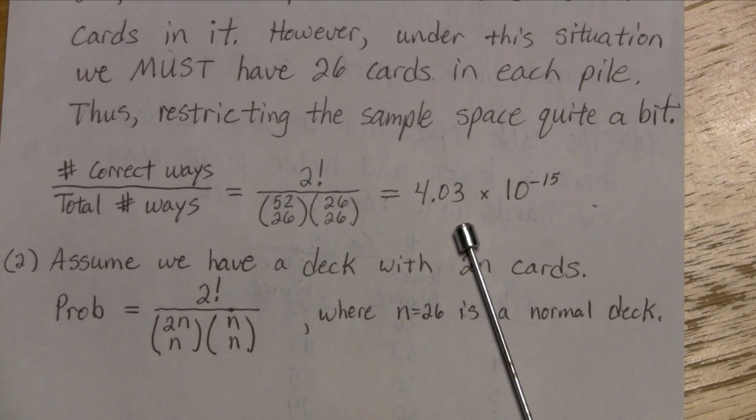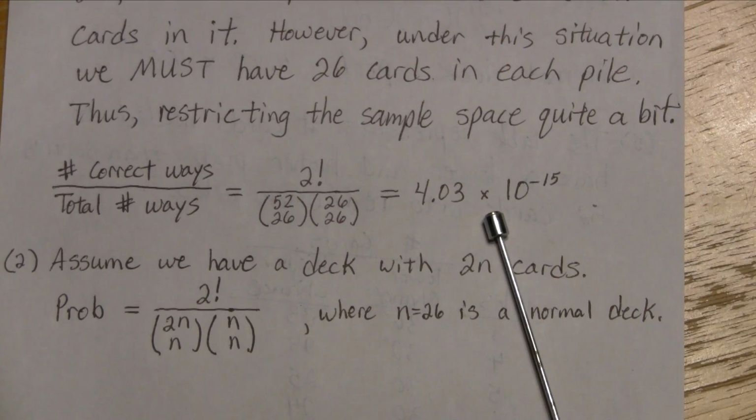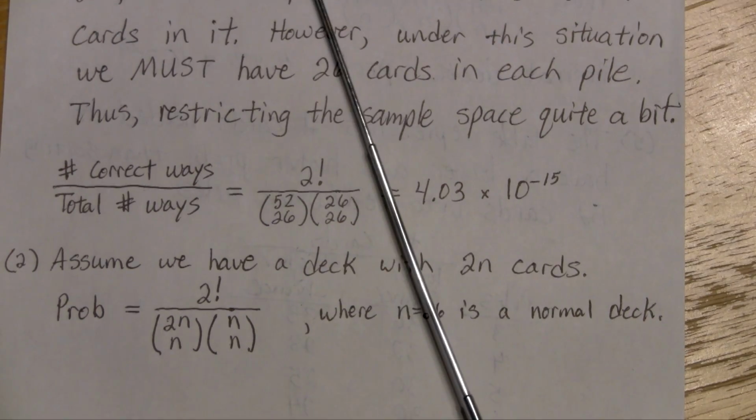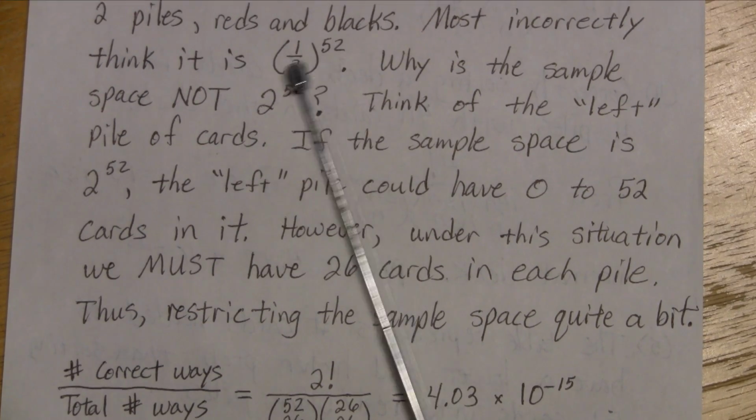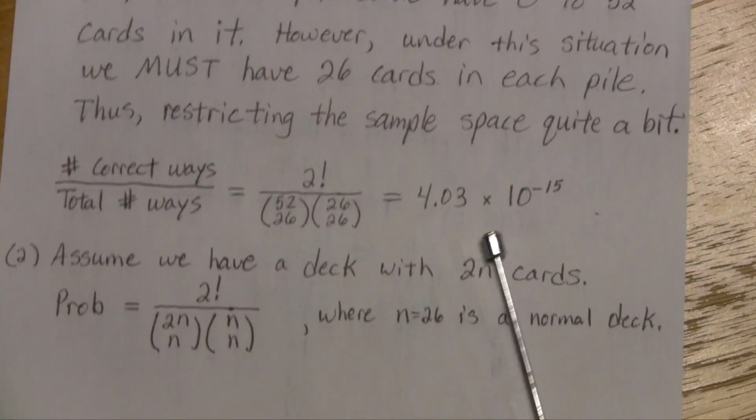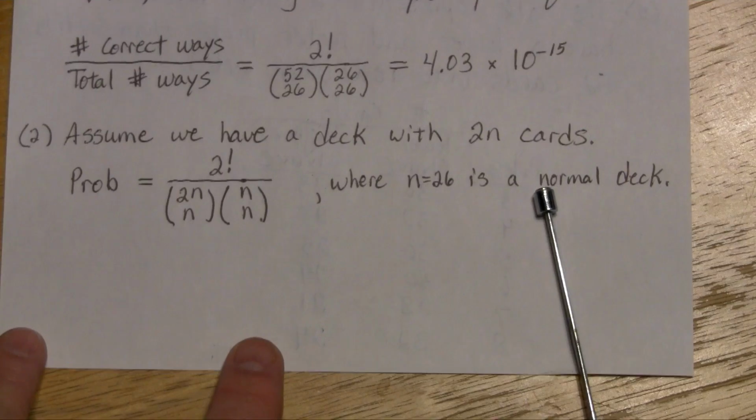And that's an incredibly small number. And if you calculate 1/2 to the 52nd power, this is a tremendously small number. It's really small, but not as small as the previous one.